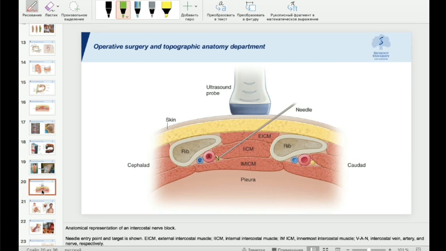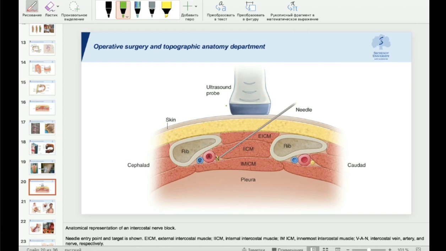Nowadays, we can use an additional technique, and in this picture, you can see that the needle is going directly to the nerve. So the idea of the intercostal nerve block is to make the injection in front of the nerve, but not into the blood vessel and not into the vein. This is the idea to reduce pain.